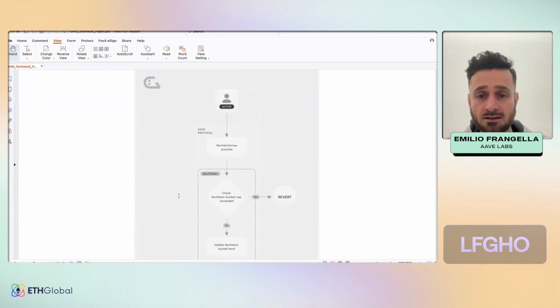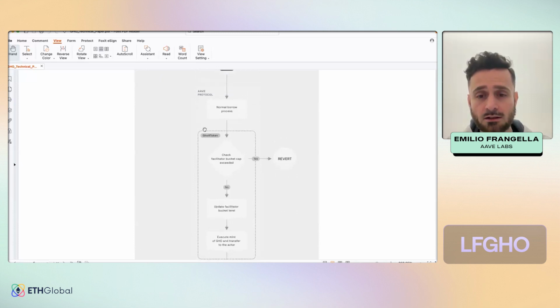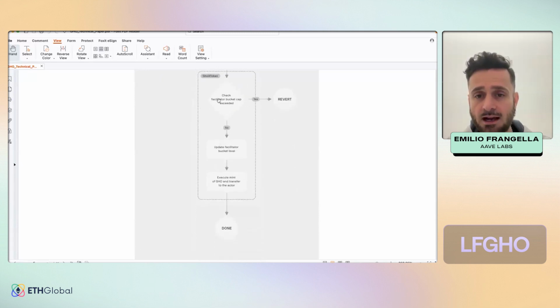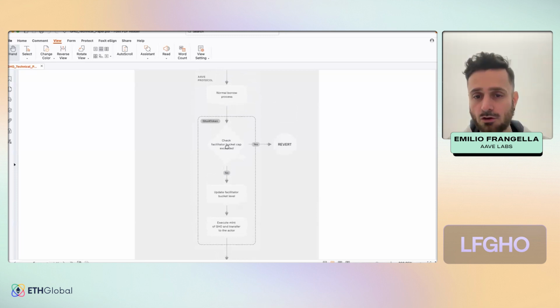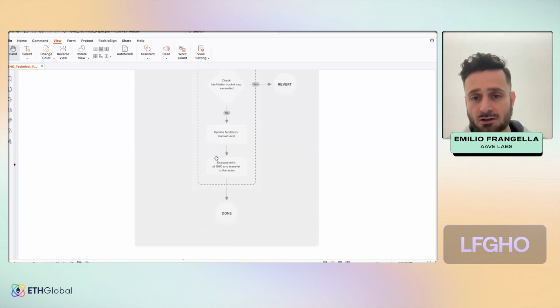That's pretty much it. This diagram explains very simply how the borrow process happens. Every time someone borrows on the Aave protocol V3 on Ethereum, there is a check that validates whether the bucket size is reached. If the bucket size is reached, it will not be possible to mint any other Go. If it's not reached, it will mint the asset and update the facilitator bucket level to keep track of the additional amount that has been generated through this particular facilitator.